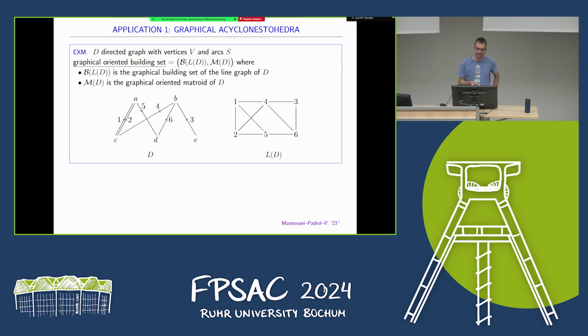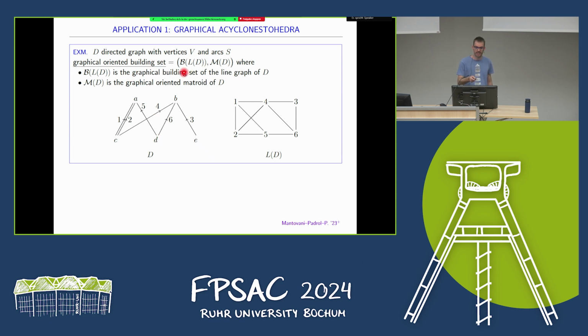So I start from a directed graph, vertices V and arcs S, and I call graphical oriented building set the oriented building set where the oriented matroid is just the oriented matroid of this directed graph. Okay, and the building set is a graphical building set of the line graph of the directed graph. Okay. So let's just think 2 minutes.